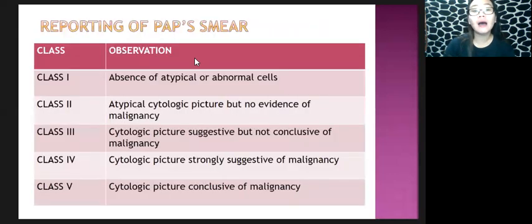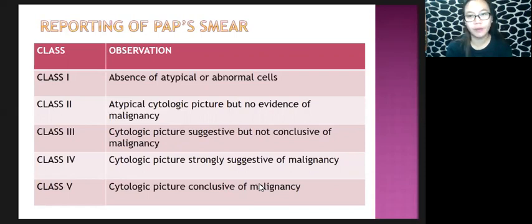So how do we report? This is the reporting of your Pap smear in relation to malignancy. Actually, this manner of reporting is not utilized anymore. It is absolutely obsolete. But the problem is this one is still being asked in the board exam, and so we also try to include it in our discussion.